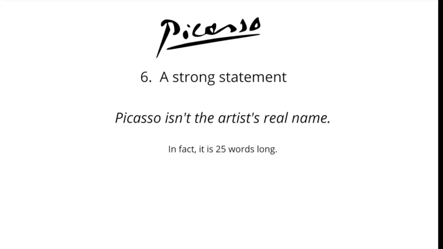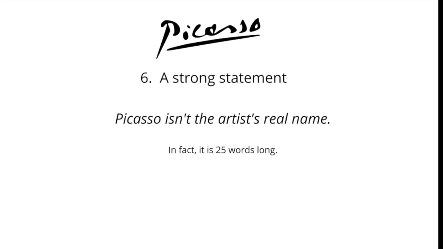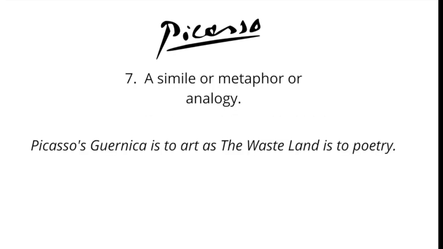Number 6 is a strong statement. Picasso isn't the artist's real name. I was surprised to find this out, that he actually has a name that's 25 words long, I believe, and correct me if I'm wrong there. But that's something that's kind of surprising. It's also a bold statement, and it could say something to speak a little bit to his character, to him as a painter, to his parents' creativity, that kind of thing.